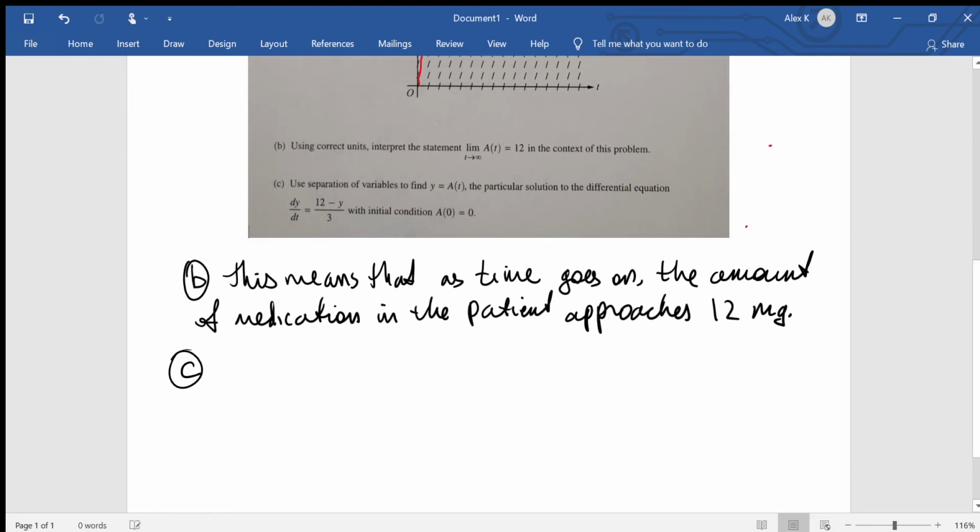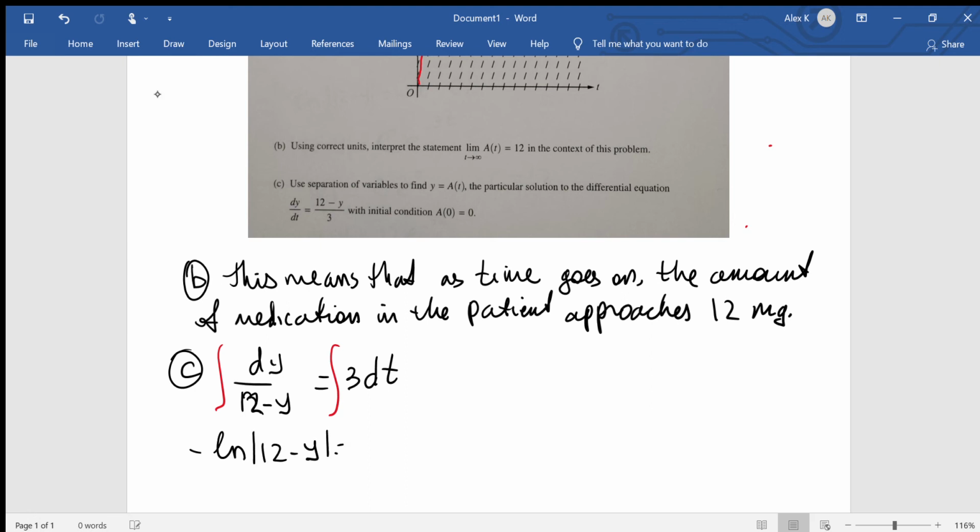So part C is asking you to use separation of variables and solve this particular equation with the condition (0, 0). So what do we know? We know dy over 12 minus y is going to equal 3 dt. That's separation of variables. We can go ahead now and integrate both sides. And that's going to give us negative ln of the absolute value of 12 minus y equals 3t plus c sub 1.